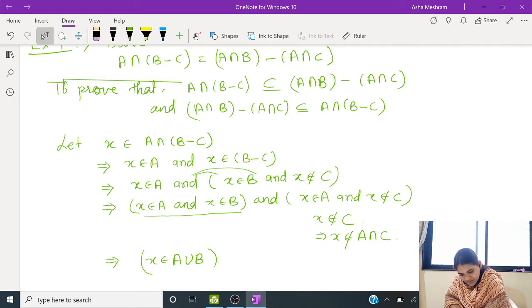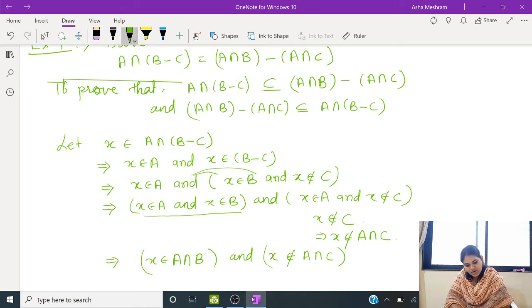Not A union B, A intersection B, A intersection B, and this x does not belong to A intersection C. X does not belong to A intersection C.